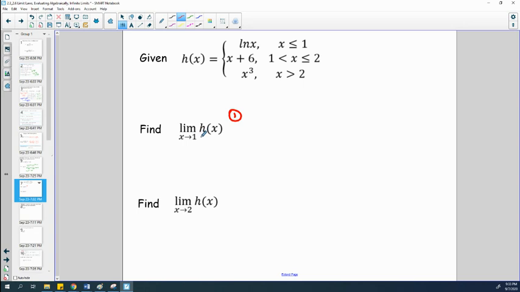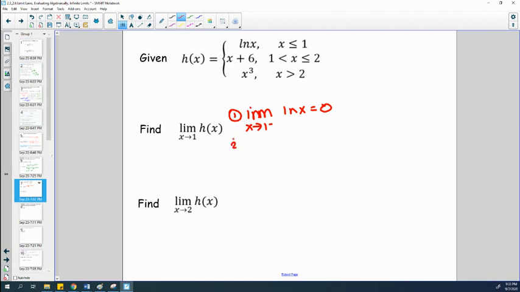So if I want it at 1 specifically, I'm going to take the limit from the left, the limit as x approaches 1 from the left. That's going to be the top function, so of ln x. Now if I plug in 1, the ln of 1 is equal to 0. If you remember your logs and exponentials, hopefully you do.